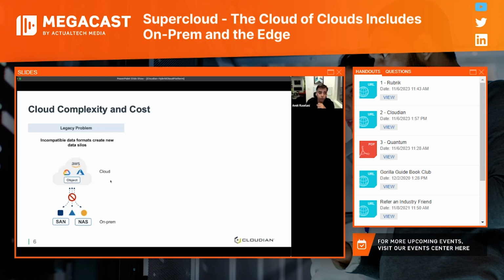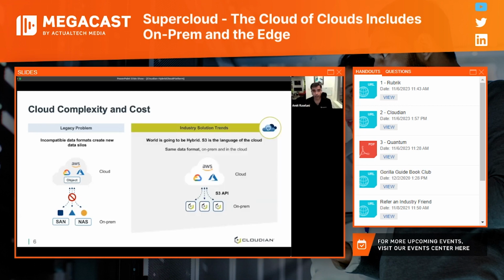So what are you going to do to make sure that the data formats that you're using work across different clouds, on premises, in the cloud, and that is standardization, right? The world is going hybrid, and at least from the data storage perspective, S3 is the language of the cloud, and this is basically where AWS created this whole S3 storage, and it's becoming the de facto standard of the cloud. S3 is an open set of APIs, and that is the language of cloud storage, right?